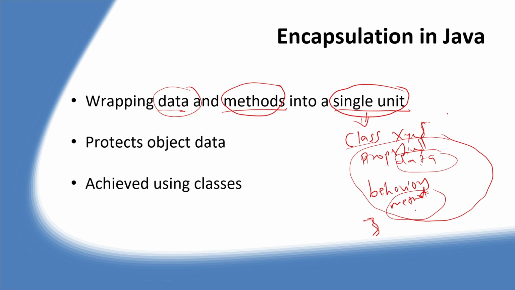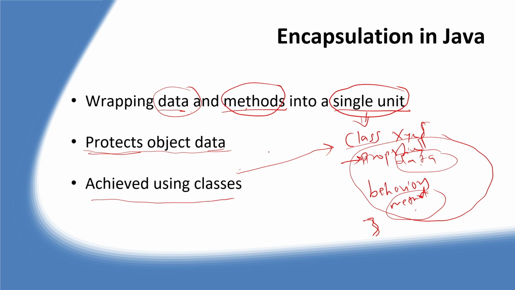Why do we do these things? Because it helps protect an object's internal state and ensures that data is accessed only in a controlled manner. It protects object data. Data means whatever properties we have, and those will be protected. And how can we achieve this encapsulation, wrapping up of data and methods? Using a class.